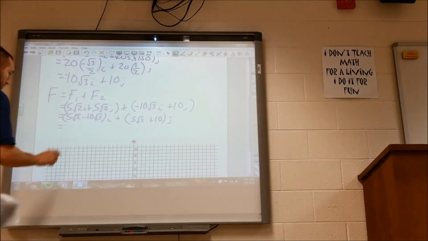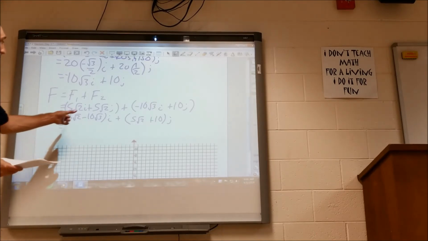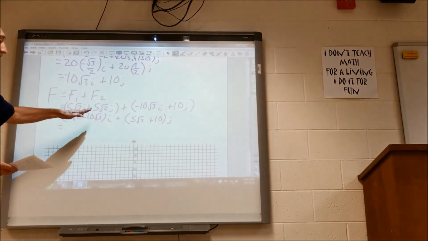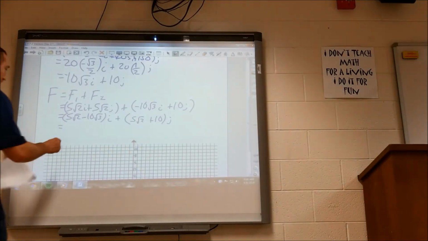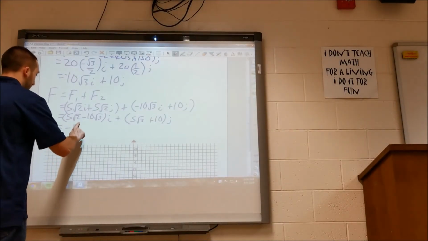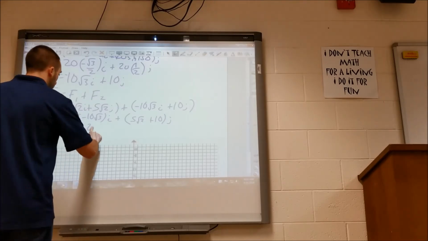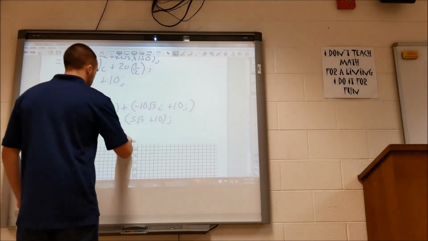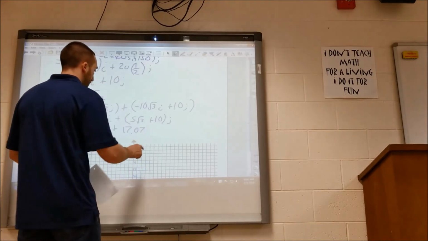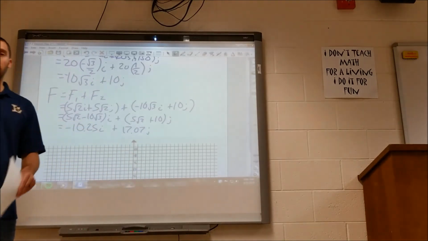So that gives me a resultant force. And remember, we don't care about exact right now because we're actually going to plot these. So that gives me a resultant force of about negative 10.25 I, that's our x component, and 17.07 J, that's our y component.